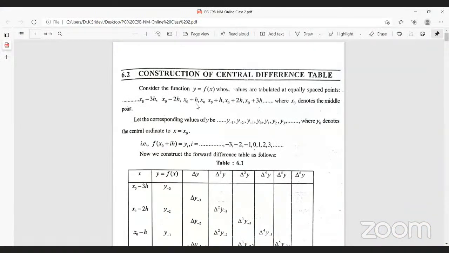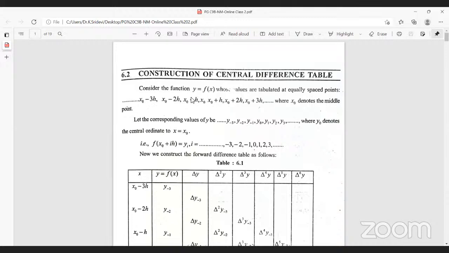Suppose the x values are these. x0 is the middle of the x values. How many x values are there? Infinitely many. If x naught is the middle of the x values, the succeeding values of x are x naught plus h, x naught plus 2h, x naught plus 3h, and so on. And the preceding values are x naught minus h, x naught minus 2h, x naught minus 3h, and so on. These are the x values.